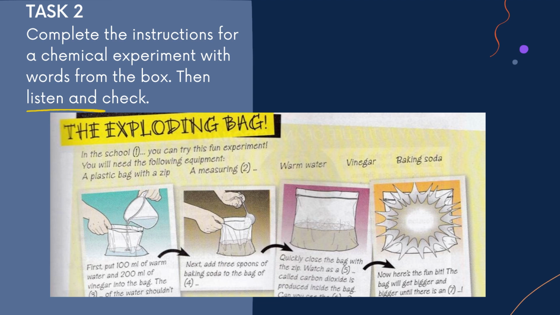Task 2, complete the instructions for the chemical experiment with words from the box. Then listen and check. You may refer to your textbook, page 55. I'm going to play the audio once, and later on you can listen again from the Telegram group. Are you ready? Now let's listen to audio 2.17.